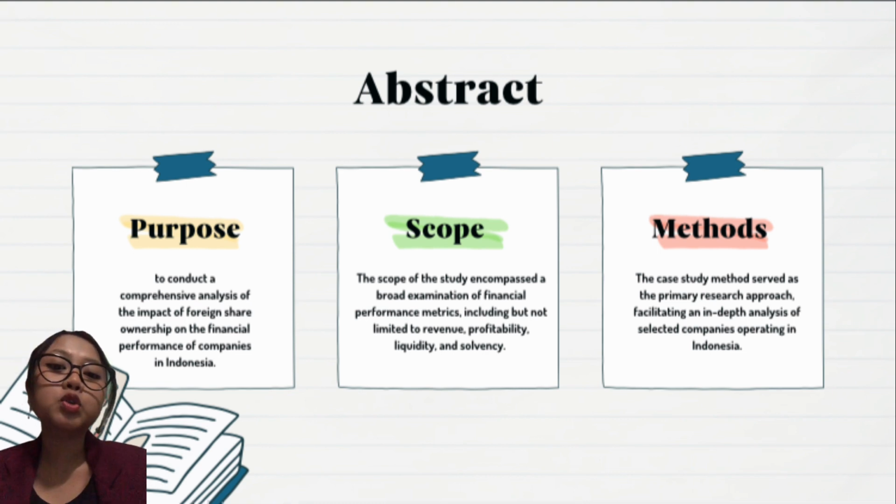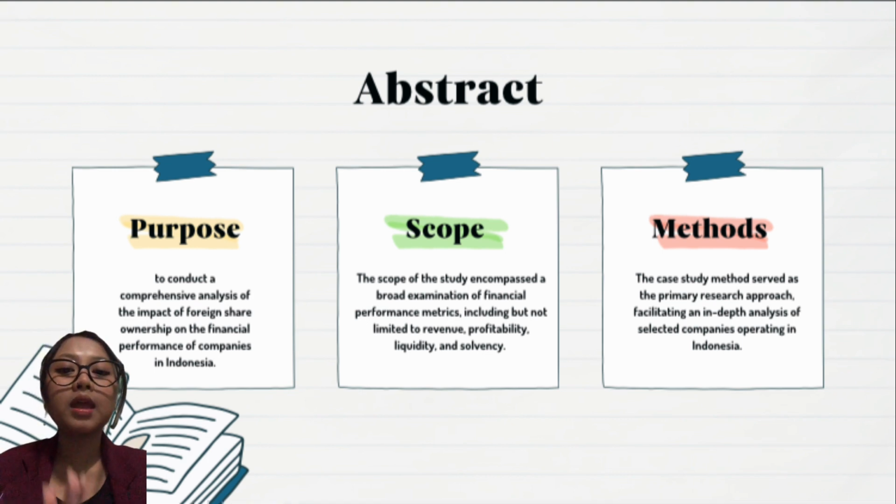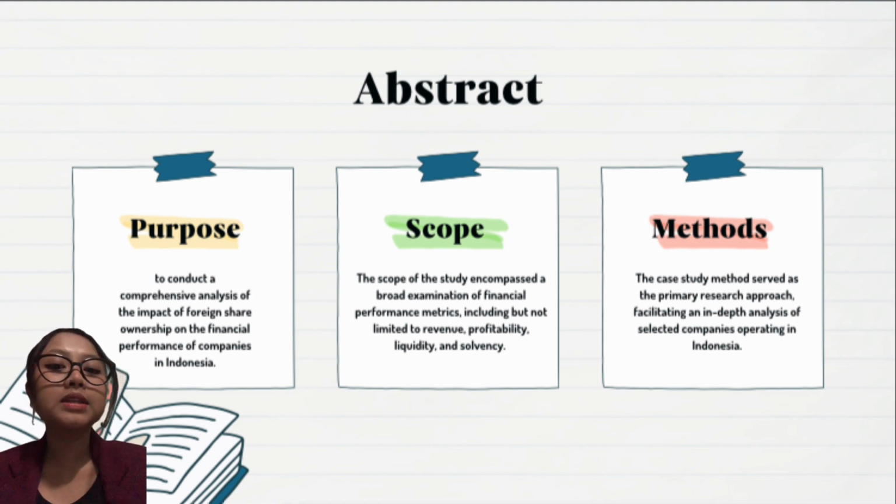Secondly, there is scope. The scope of the study encompasses a broad examination of the financial performance metrics, including but not limited to revenue, profitability, liquidity, and solvency. And finally, there are methods. The case study method serves as the primary research approach, facilitating an in-depth analysis of selected companies operating in Indonesia.